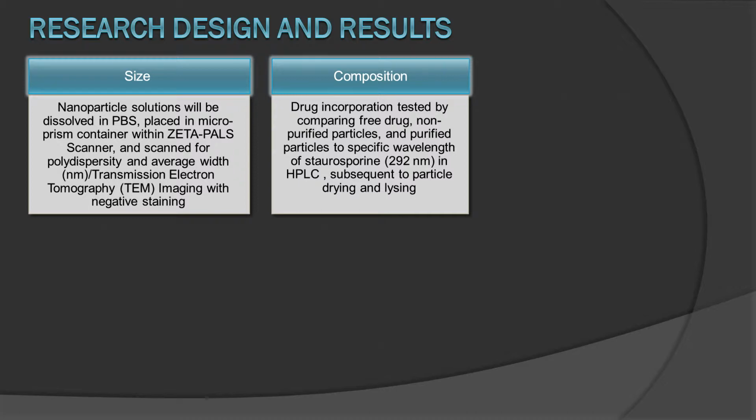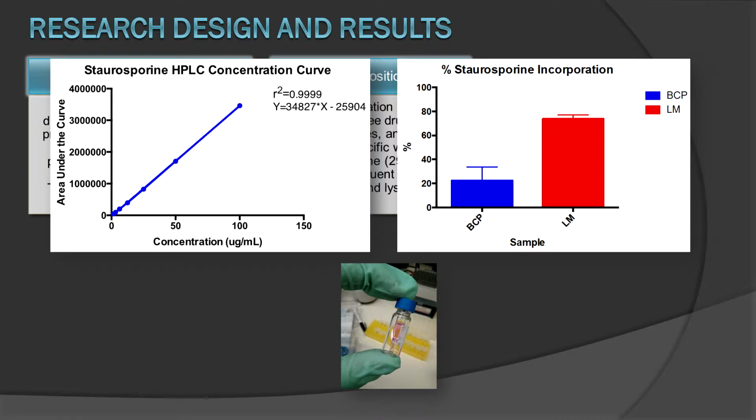So in order to test this and find this out, first we created a concentration curve so we could see exactly how much and compare it to previous set models and concentrations of staurosporine, and then we were able to see the staurosporine incorporation. For the block copolymer formulation, while there was less staurosporine included, it would still be enough to be effectively toxic for the cancer cell, while in the lipid micelle formulation, an extremely high amount of the staurosporine was included within the nanoparticles.